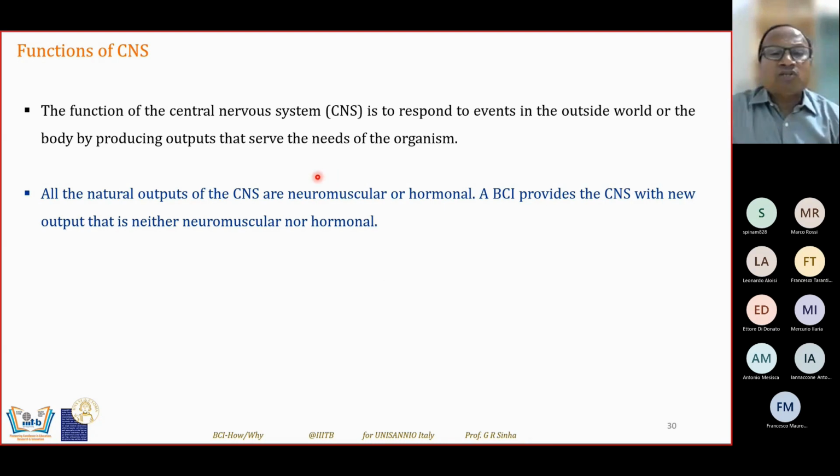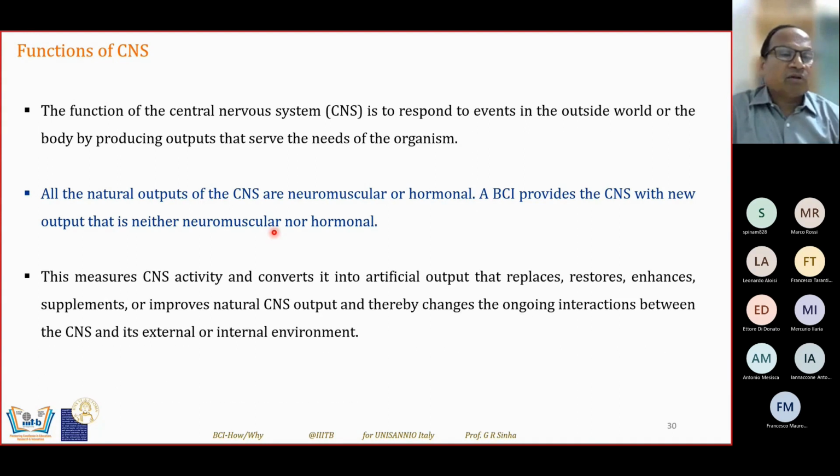All the natural outputs of CNS are neuromuscular and hormonal. Hormonal means it generates certain frequency, or neuromuscular, which can also include some muscular movement. And the BCI provides CNS with a new output that is neither neuromuscular nor hormonal. This measures CNS activity and converts it to artificial output, because now we are talking about the outside world.